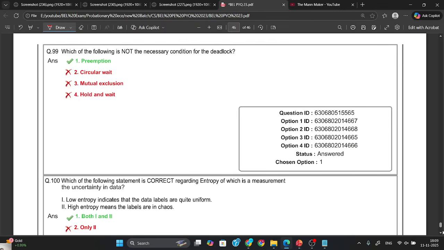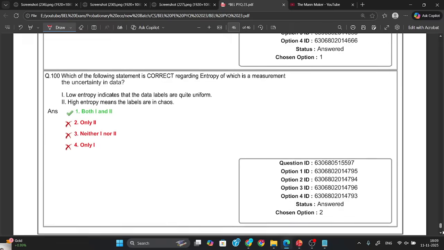Which of the following is not the necessary condition of deadlock? So preemption is not a necessary condition for deadlock. Apart from that, circular wait is required, mutual exclusion is required, and hold and wait is required. These all conditions are required for deadlock.